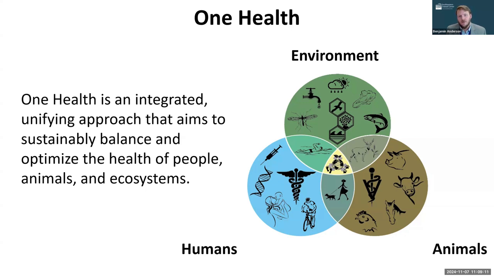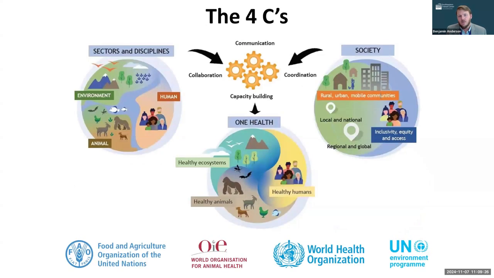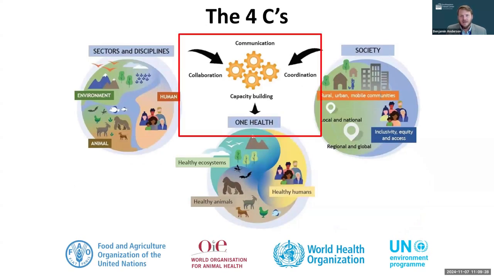And so one of the key aspects to One Health is really recognizing that we need to bring multiple disciplines, multiple perspectives, multiple stakeholders together in order to be able to solve these complex issues because they are so multifaceted. And when we do that in a practical way, it seems to be common sense, but we use something called the 4 C's, which is communication, collaboration, coordination, and capacity building.